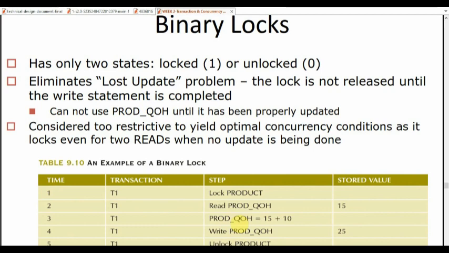Now we have the binary locks. And remember, when we're talking of binary, we are talking of zeros and ones. And here, one would represent locked and zero would represent unlocked. Like in the examples we were looking at where prod QOH was being accessed by two different transactions while the data had not been updated, and you saw that we had a problem of lost update. Now that can be prevented by ensuring that we have a lock at that particular field.